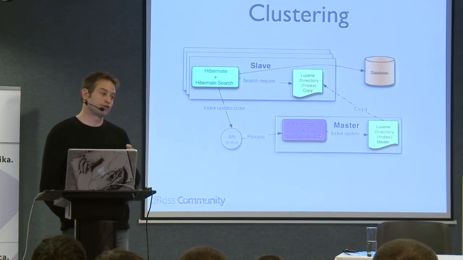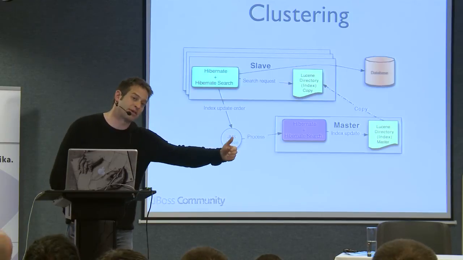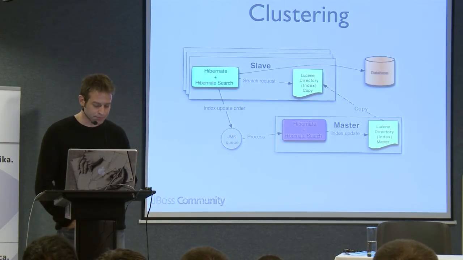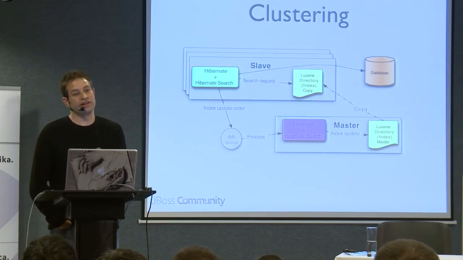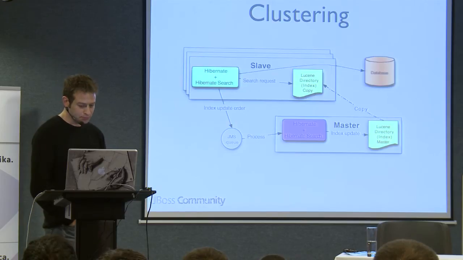So each slave searches in a local copy and does only searches, which makes it faster. You can have many slaves, do round robin or whatever between them. And then all the work, actually the indexing work, is offloaded to a master.